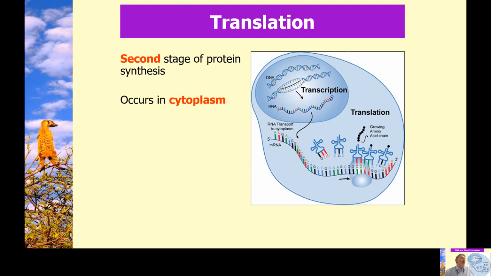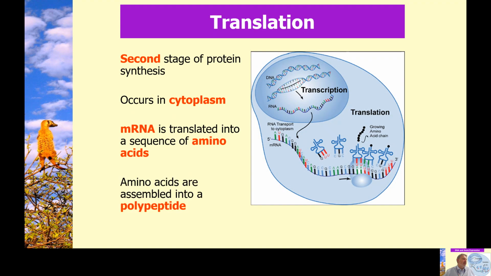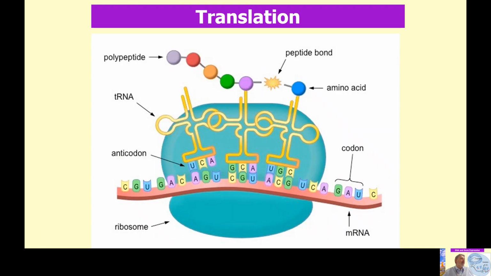So now we're on to translation. It occurs in the cytoplasm, and it determines the sequence of amino acids. Amino acids are assembled into polypeptides. So amino acids are present in the cytoplasm. There are loads of them, and we need to use another RNA molecule.